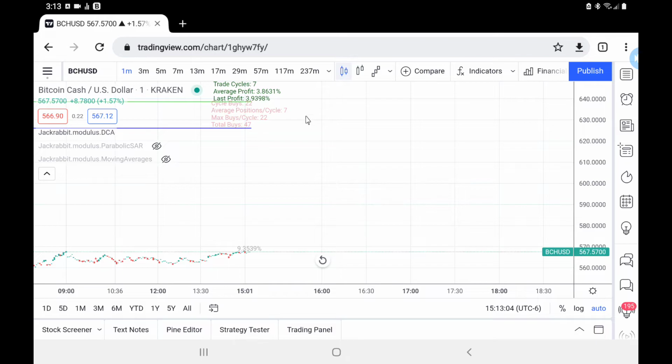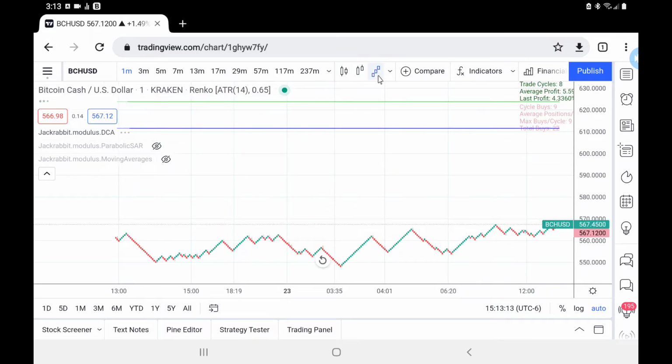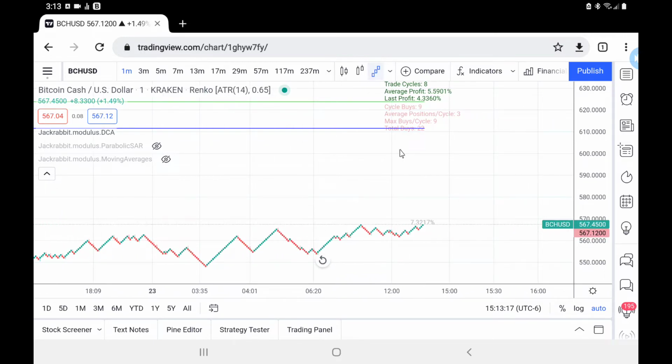The traditional chart is only 3% average profit with a maximum of 22. So Renko is great for finding trends. Notice the average is 3, the maximum is 9. The trends are easy to see. And if you have an exchange with very small fees, the trends are easy to get in and out of as well.